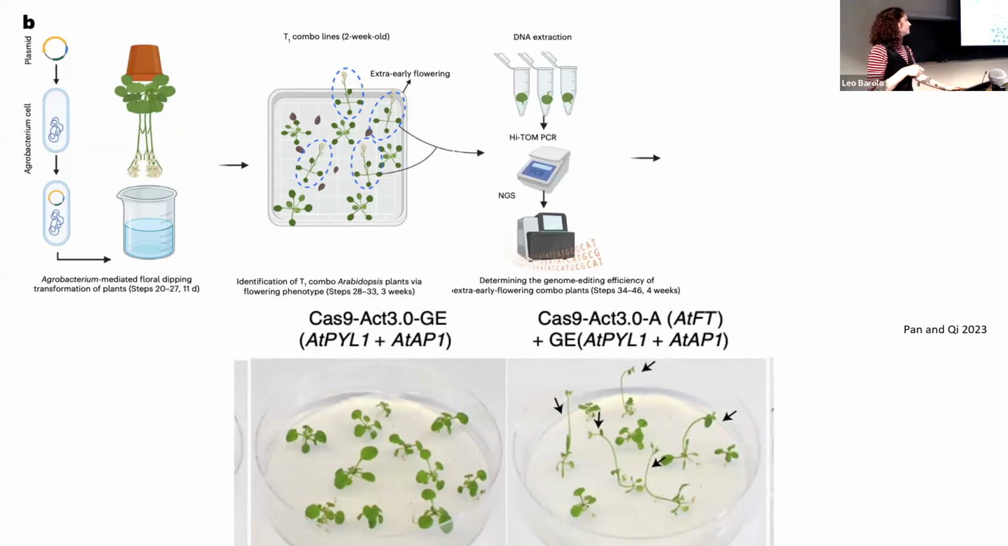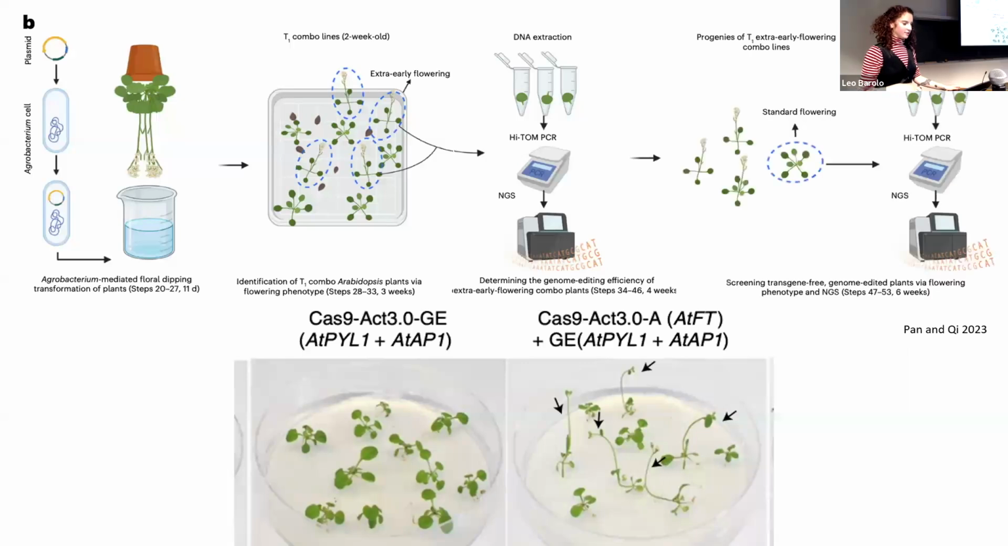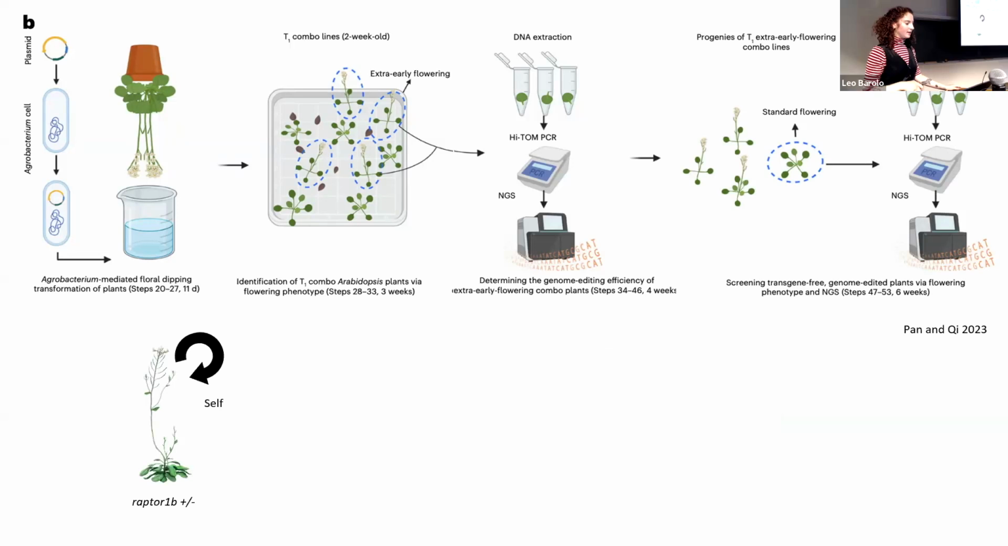So then you extract your DNA, you do your genotyping, and then you raise the progeny of these to screen for transgene-free plants. So you don't want the CRISPR transgene still in there. And then you get your mutant plants, hopefully.